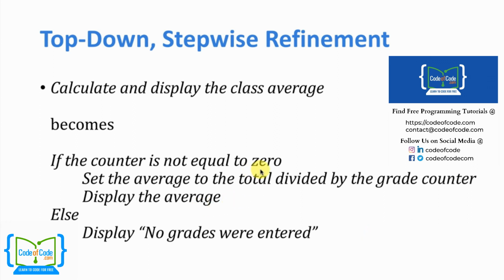But we also want to be careful because the very first thing the user enters could be the Sentinel, which would mean we have 0 grades. And as you saw previously in Chapter 2, you are not allowed to divide by 0. That causes an exception at execution time. So if the counter is 0, we are simply going to display that no grades were entered to make our program a little bit more robust.